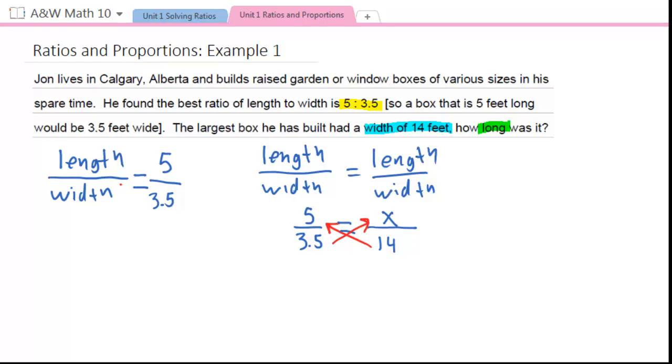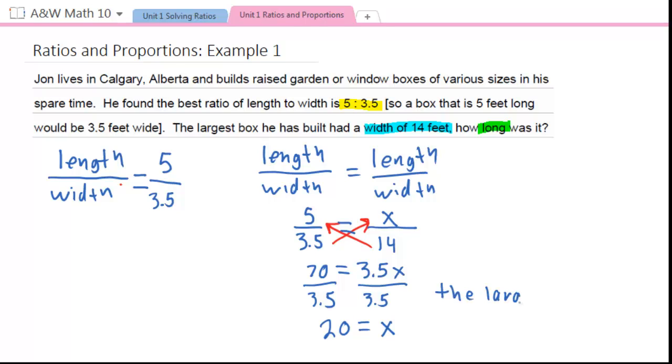5 times 14 is equal to 70 equals 3.5x. We can finish off by dividing both sides of the equation by 3.5, resulting in an answer of 20 for our unknown length. The largest box was 20 feet long.